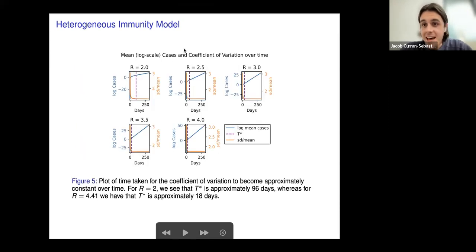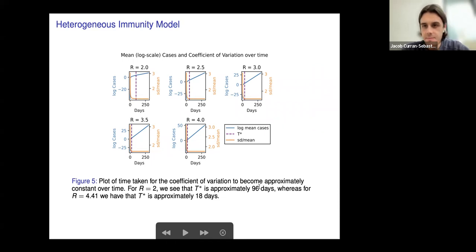So I've done some plots of that for various values of R0. If you consider an R0 of 2, the orange line is this coefficient of variation, the standard deviation divided by the mean. And I just plot in purple, as a dashed line, where we say that this is approximately constant over time. For an R0 of 2, this happens after 96 days.